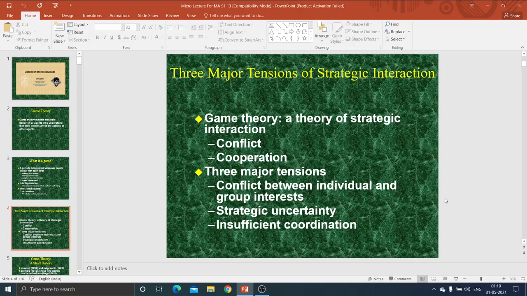So let me come directly to the problem which faces the game theoretical framework. There are three major tensions of strategic interaction in game theory. Game theory, as we know, is a theory of strategic interaction, and it always goes with conflict of interest as well as cooperative interest. So two types of strategic interaction will take place under the game theoretical framework, which in a simple sense are the non-cooperative games and the cooperative games.